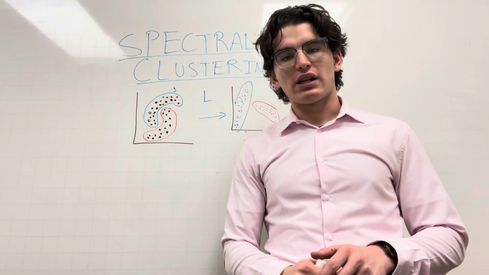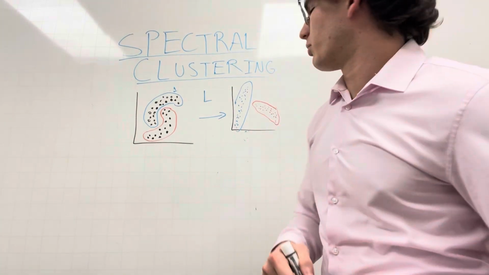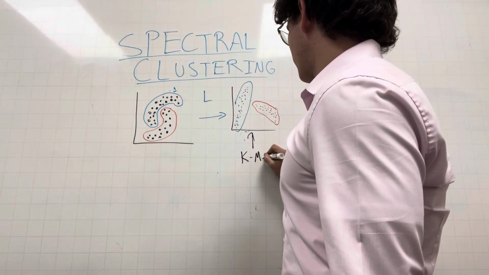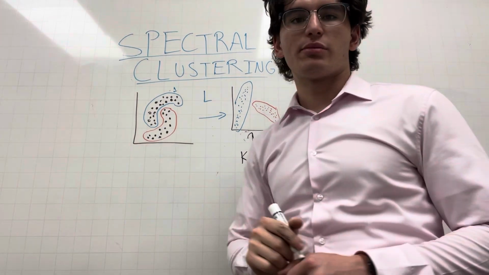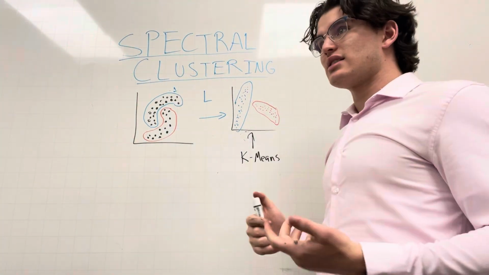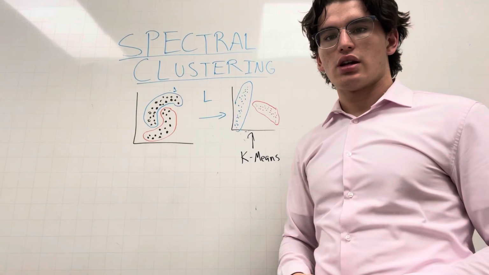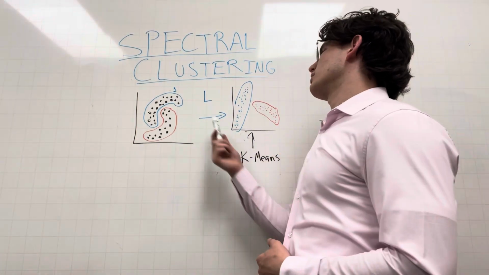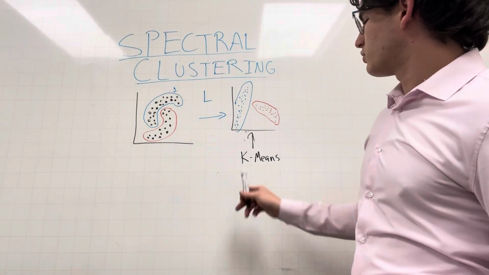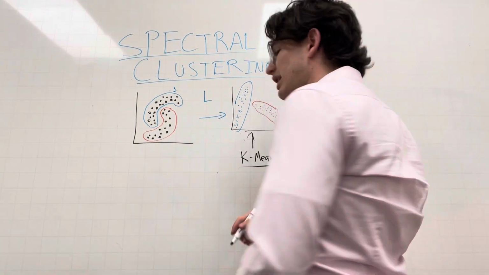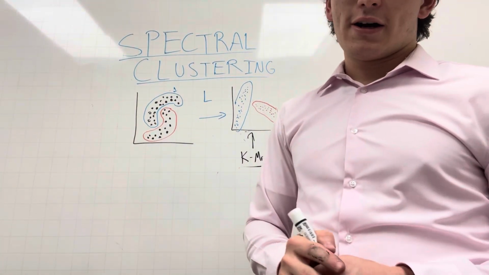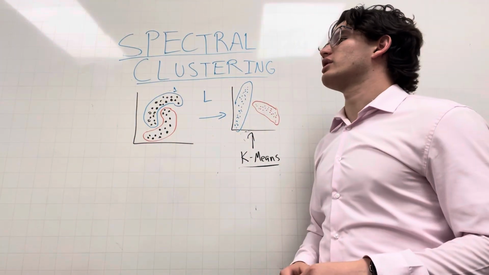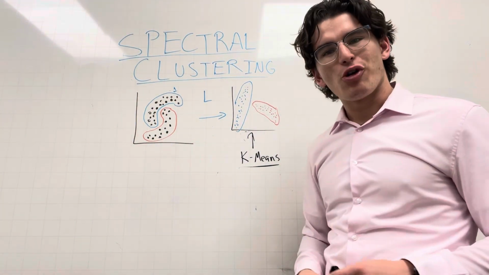Finally, we apply k-means, which is the most famous clustering method because this is a new lower dimensional set. This works because we made a projection of this using the Laplacian, and this will now work because it is now linearly separable. Well, this is like the whole spectral clustering in a nutshell, and I hope you like this video.